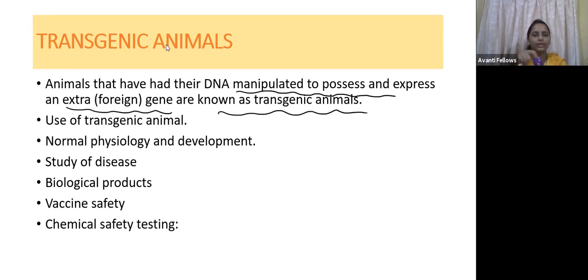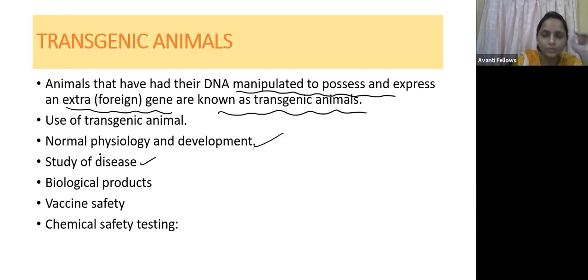One more thing: we use transgenic animals for studying normal physiology. For example, you can take any animal, make it transgenic, and study how development is going to take place, and how the organs and cells are going to function. So that is the first thing. And the second thing is to study diseases.